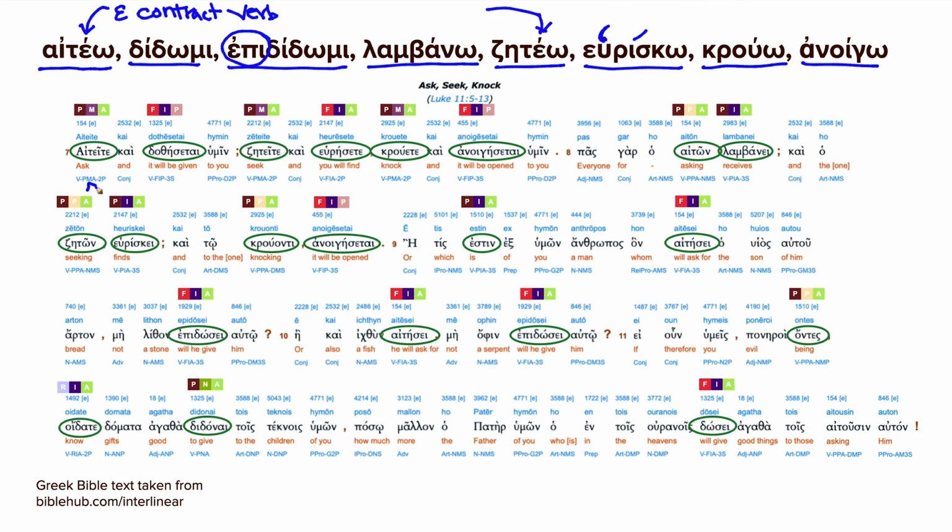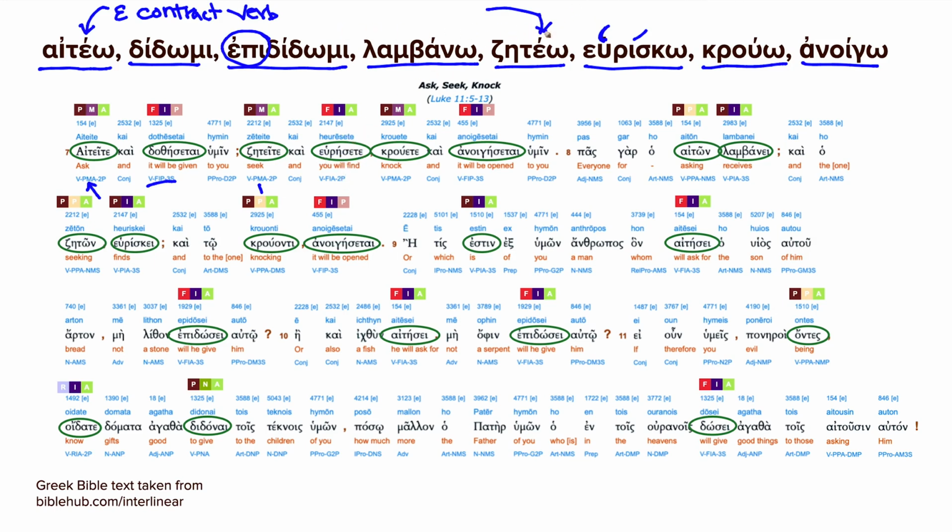Ask, this is an imperative. Lots of imperatives here. Second person plural. Ask and it will be given. That's future, indicative, passive. So it's this third person singular object, whatever it is you're asking for, will be given. That's passive, will be given to you. Zeteite, that's again, present, imperative, active. Seek, second person plural, talking to a group of people. And you will find. Heuresete.